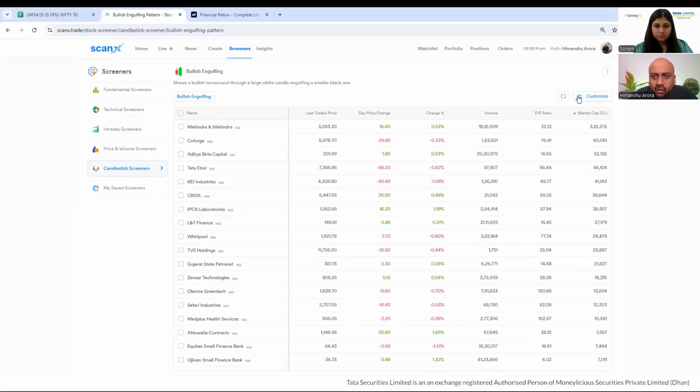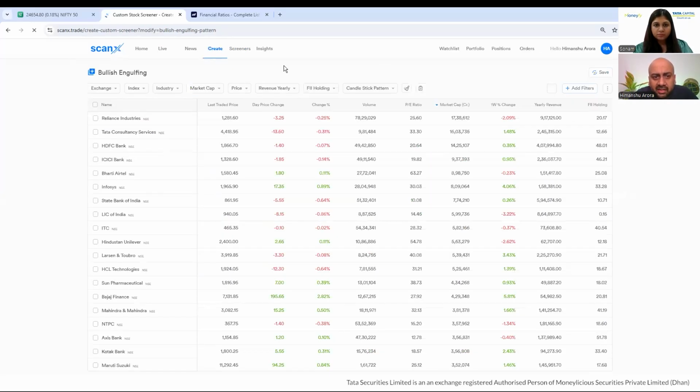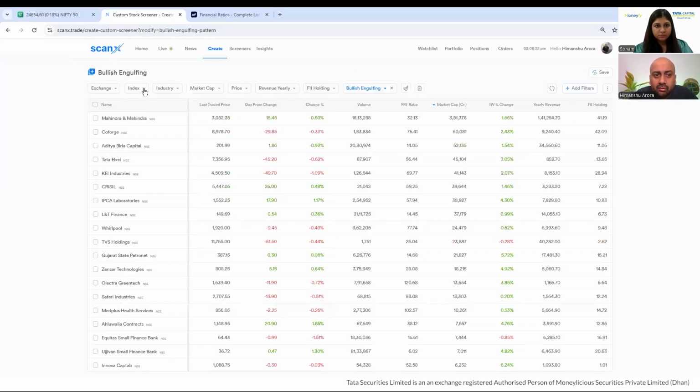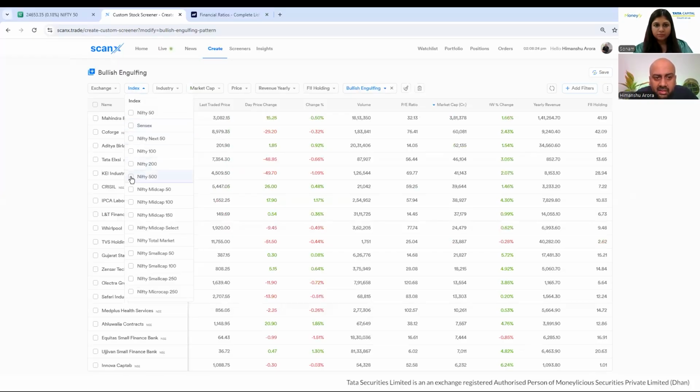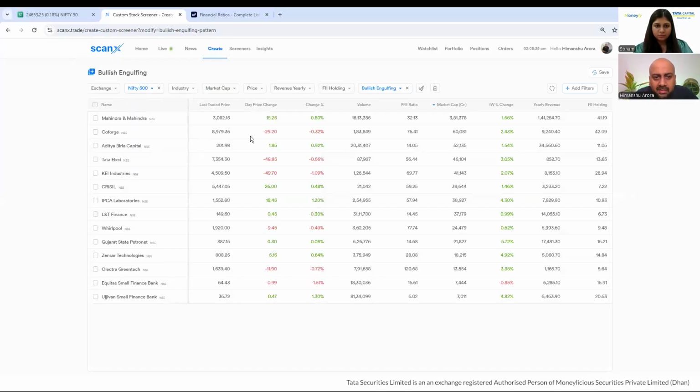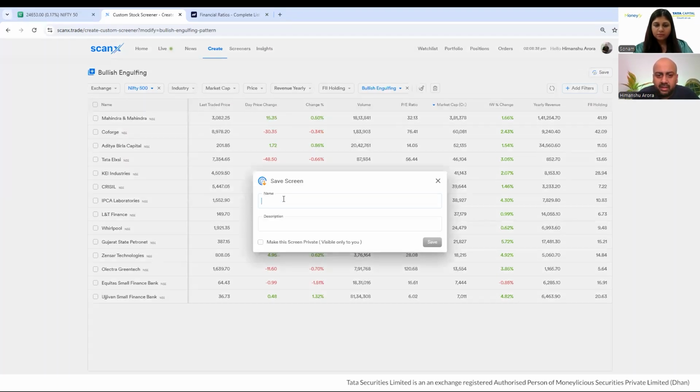And also, if you want to change certain criteria, for example, you want to find out all these stocks which are only in the top 500 companies. So these are the stocks. And not just this, you can add certain filters, you can modify certain filters. At the same time, you can save these scanners also. For example, we can save it as Moneyfy underscore one, and we are done.